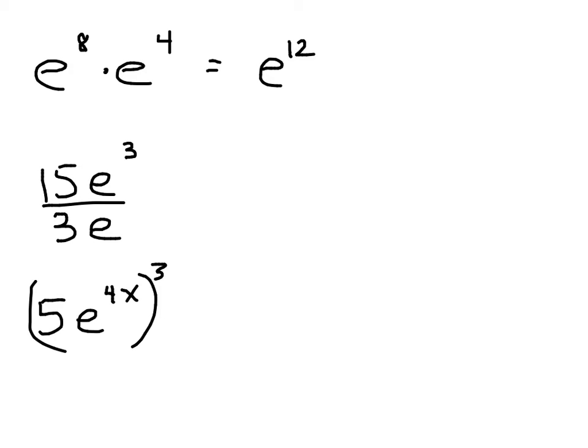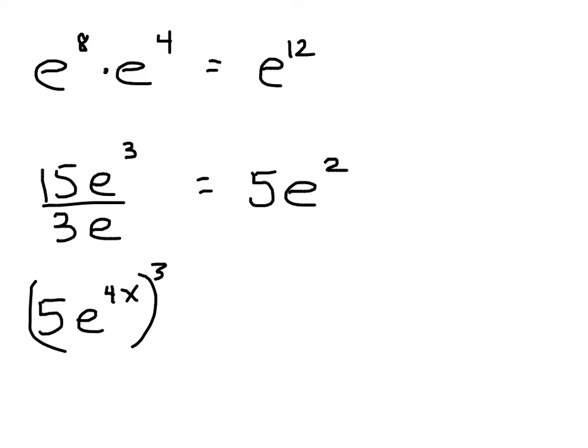When you are dividing on the next one, on number 5, the first thing you have to do is simplify the 15 divided by 3. What's 15 divided by 3? 5. Nice work. And then for the e's, you subtract them. So how many would you have? E squared, or e to the 2, right?